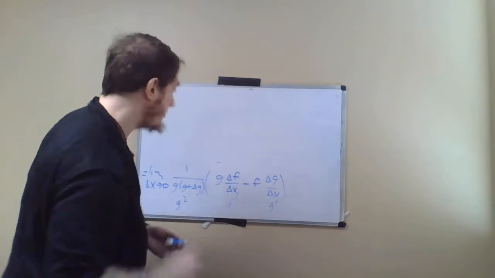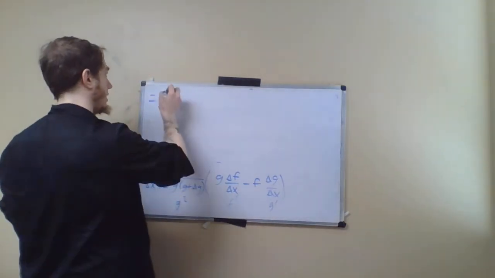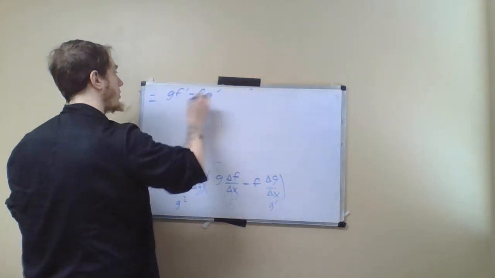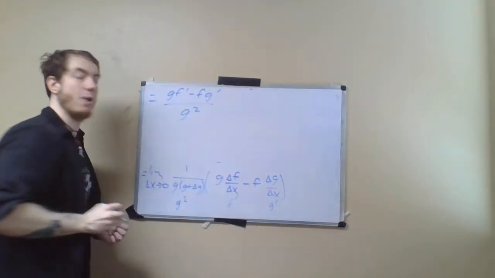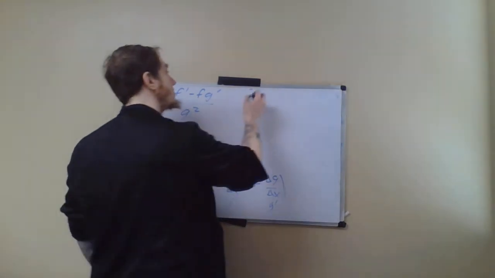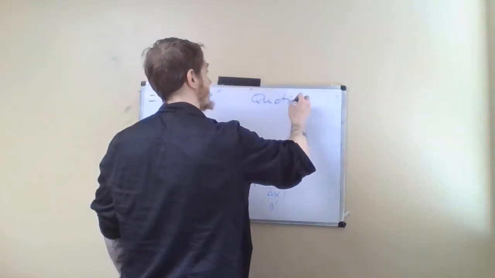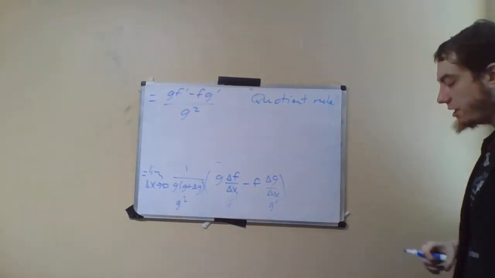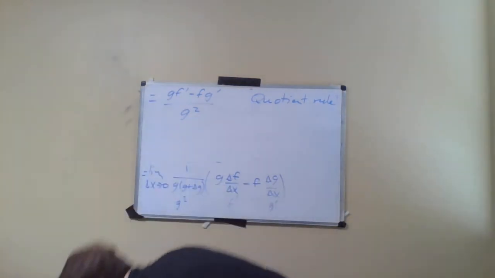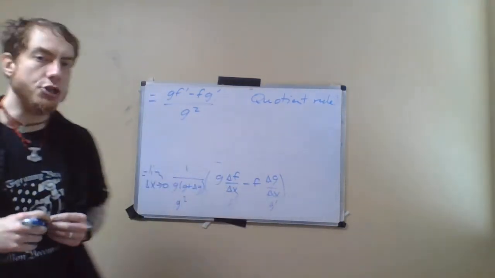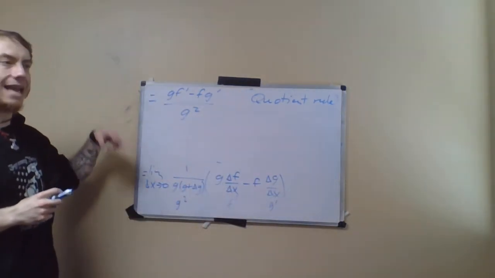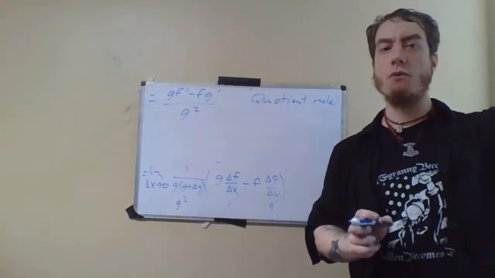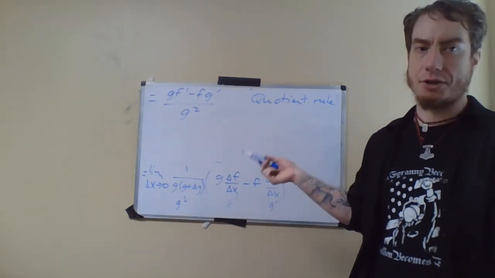So, what we end up with is gf prime minus fg prime divided by g squared. And this is known as the quotient rule. So if you wanted to deal with the negative exponents now on x, you can just use the quotient rule. And you can say, well, x to a negative power is really 1 over x to a positive power, and then you apply the quotient rule.